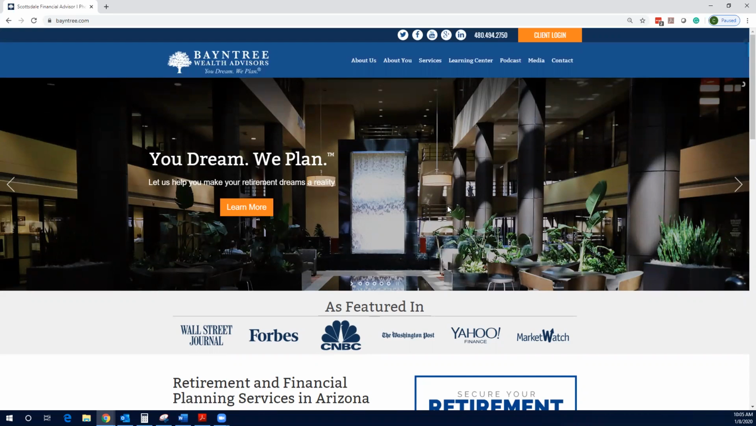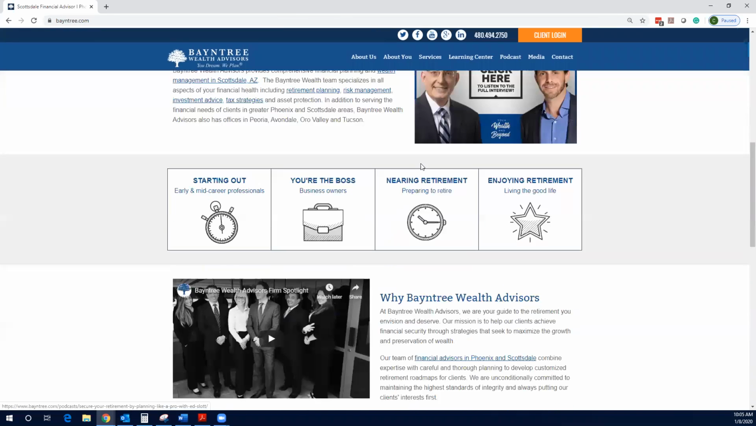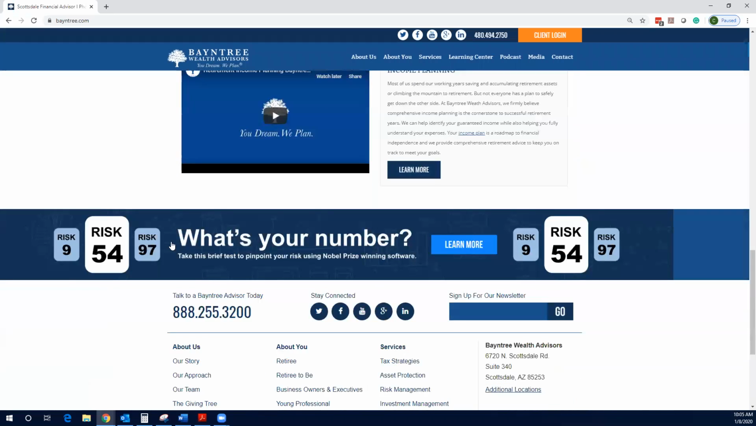What you see on our screen here is our website, Bayntree Wealth Advisors, and we have an interesting tool on our website. If you scroll down to the bottom here, this risk profile, you see these different risk numbers. The lower the risk number, the lower the risk. So the closer to 1, the more conservative or safe an investment is going to be. The higher the risk number, the closer to 100, the more aggressive and risky an investment is going to be. And most people understand the concept: less risk, less return, more risk, more return.